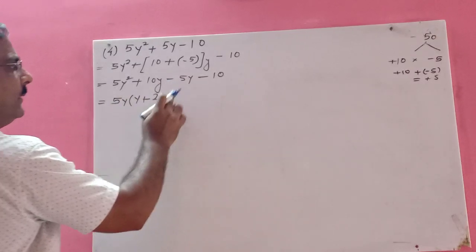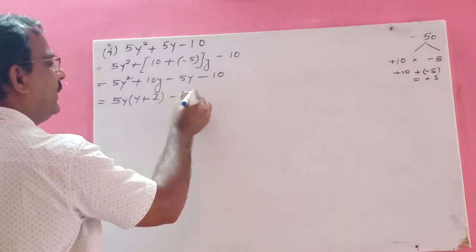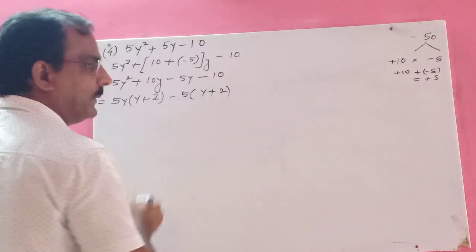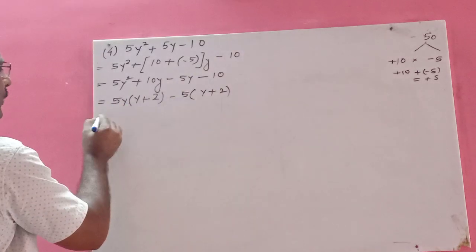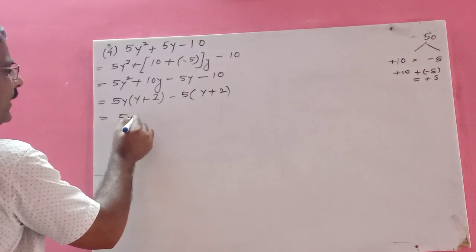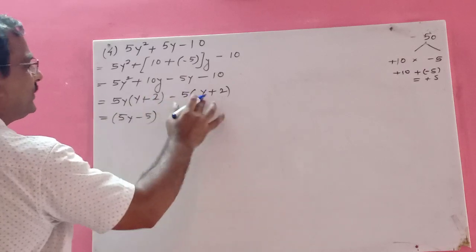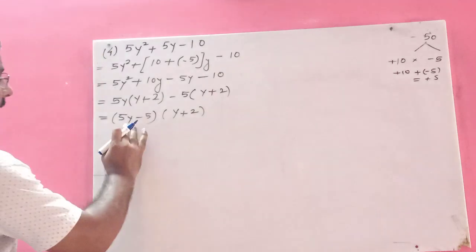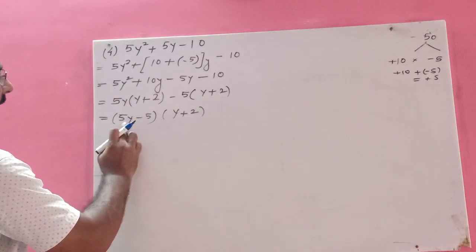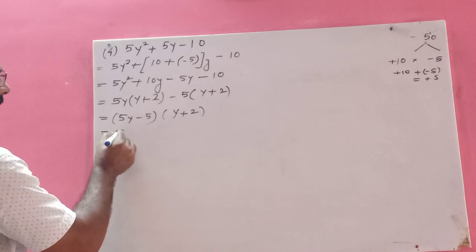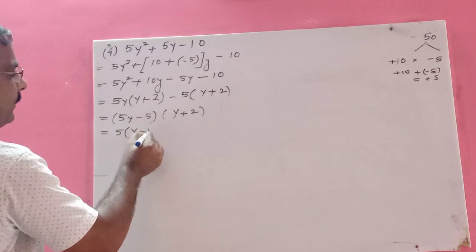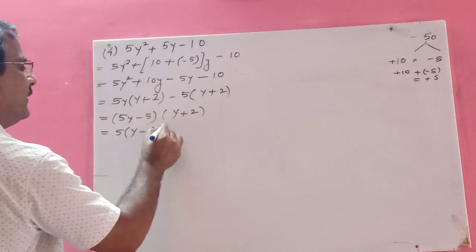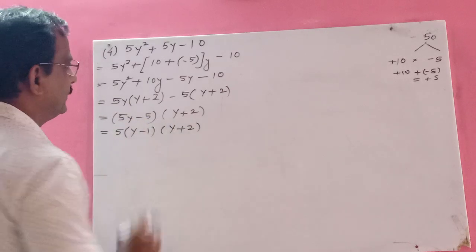Minus. You take minus common. Again 5 2s are. So 5 common. This sign will change because already you have taken minus out. y plus 2. So this you write in one bracket, 5y minus 5. And these you write in another bracket, y plus 2. Even in this, children, 5 and 5, again here it is common. So take 5 common, y minus 1. 5 from here and here common, so y minus 1. And this is y plus 2.